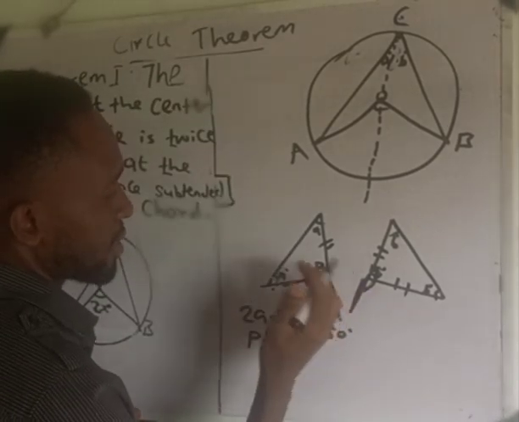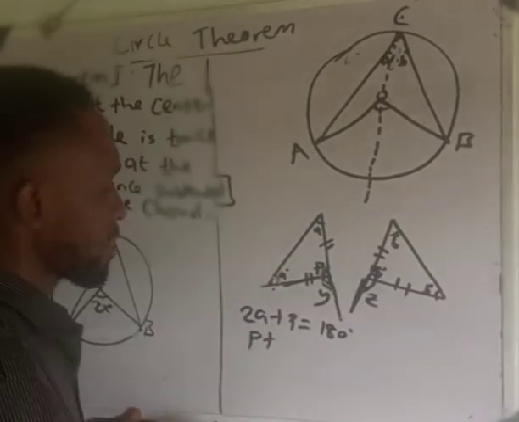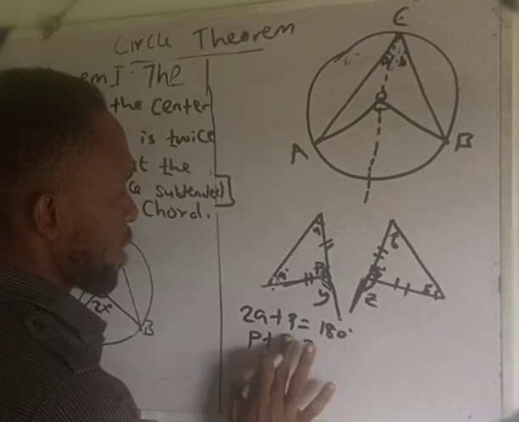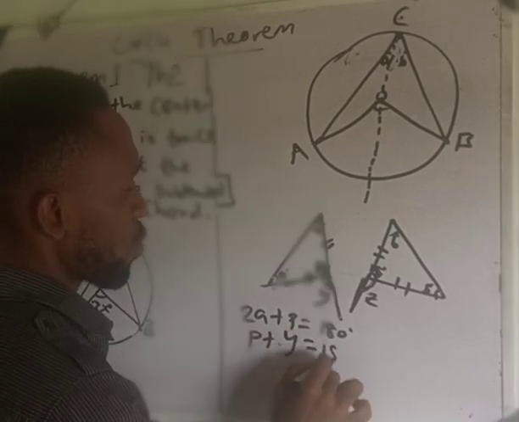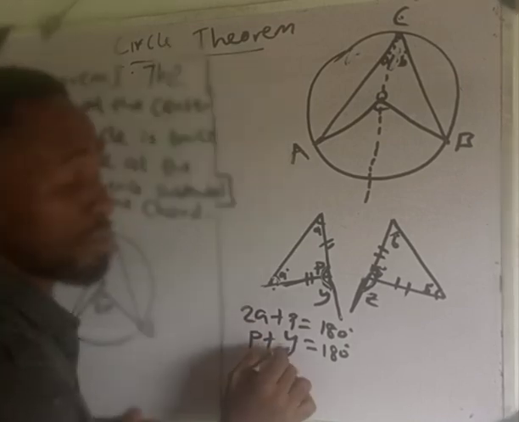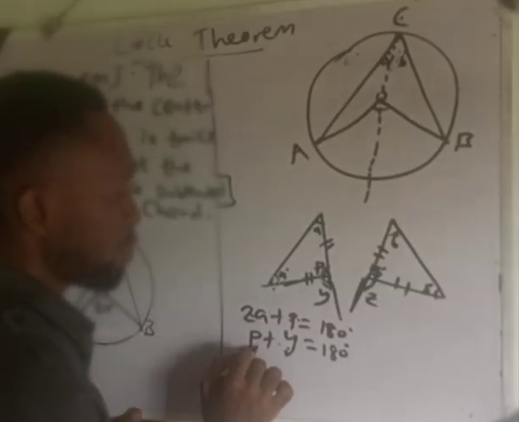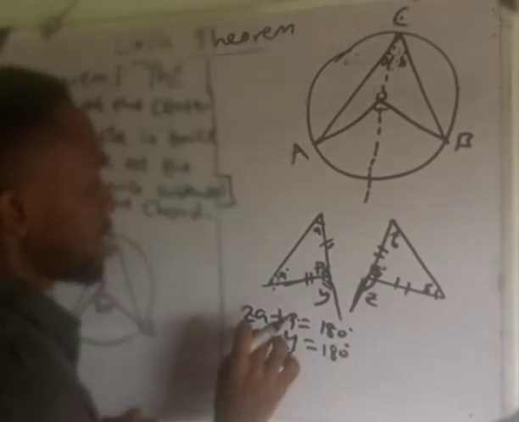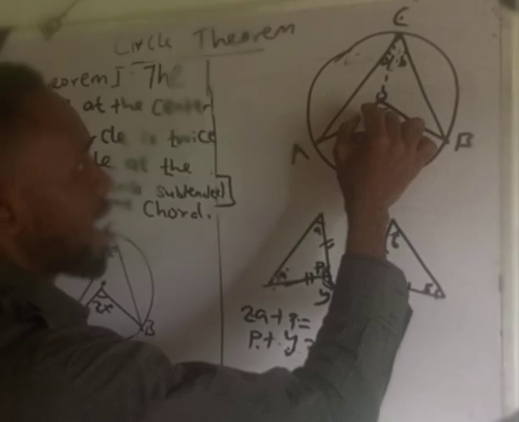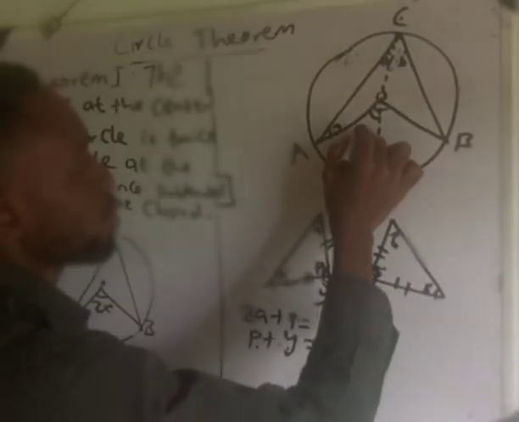I have that 2A plus P will give me 180 degrees, and I also have that P plus, I can call this Y and I can call this Z just for this lesson's sake. Is that okay? And I also have that P plus Y will give me 180 degrees. What it means is that this 2A is the same thing as Y, because 2A plus P will give me 180 and P plus Y will also give me 180. Meaning that whatever I have here, if this is A, this will also be A. Whatever I have here, what? 2A.